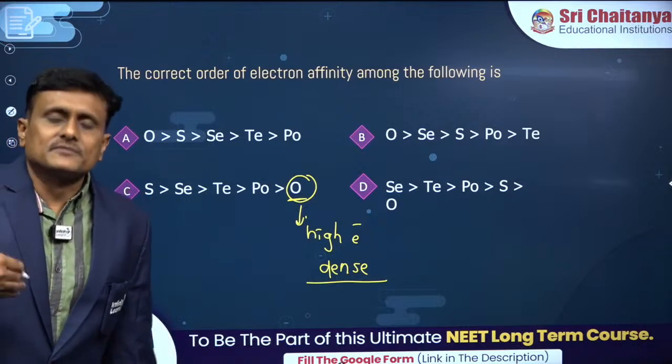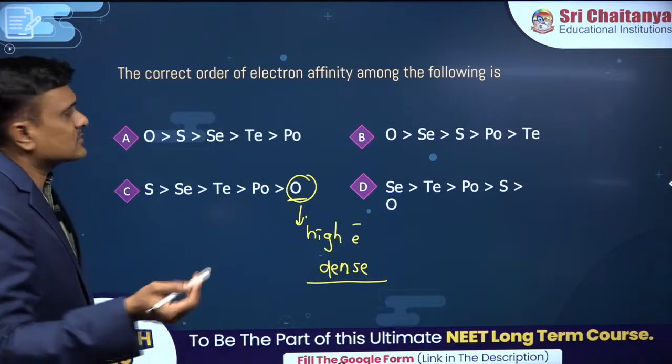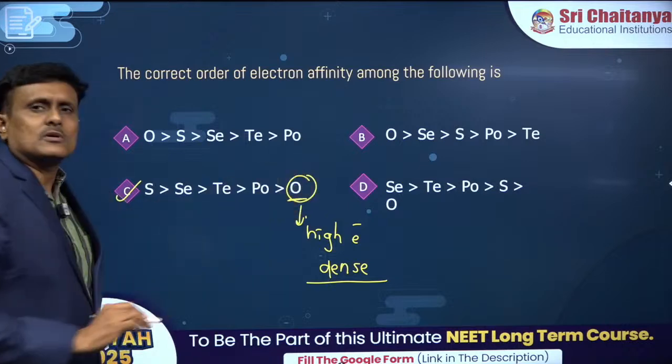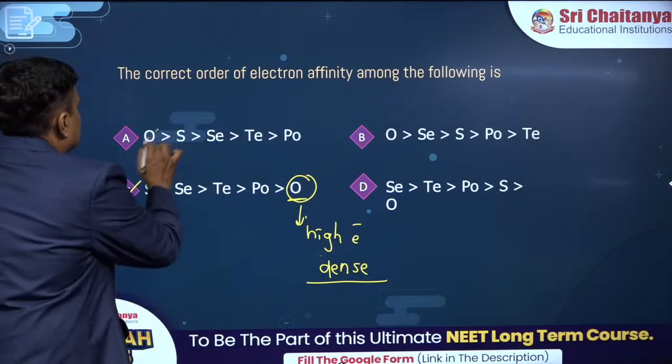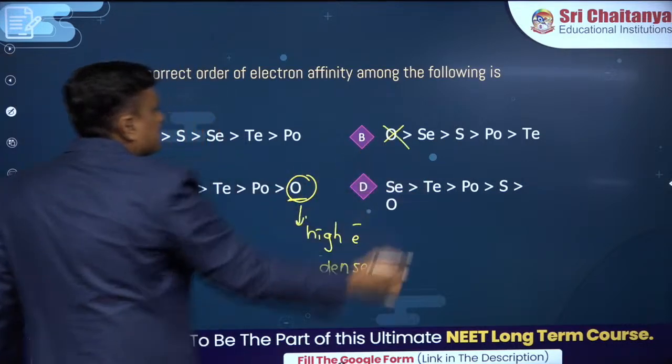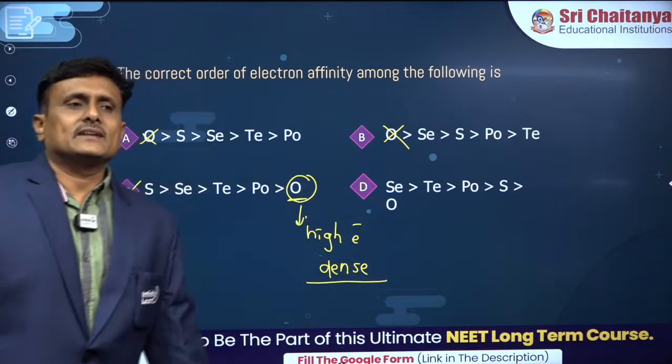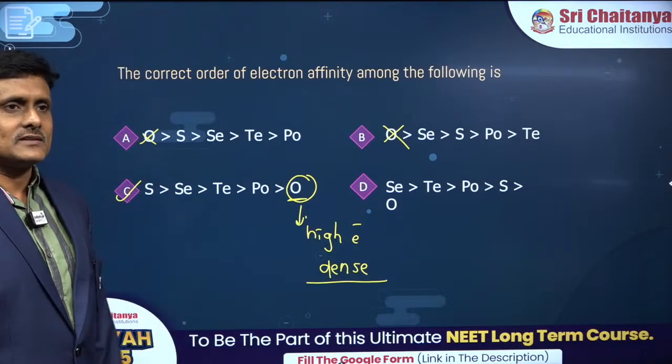So sulfur comes first. You should search for the option in which sulfur is greater, that's all. The rest we don't know. Oxygen cannot be first. Then you have a choice to pick from sulfur and selenium. That's how you will answer it, Avinash.